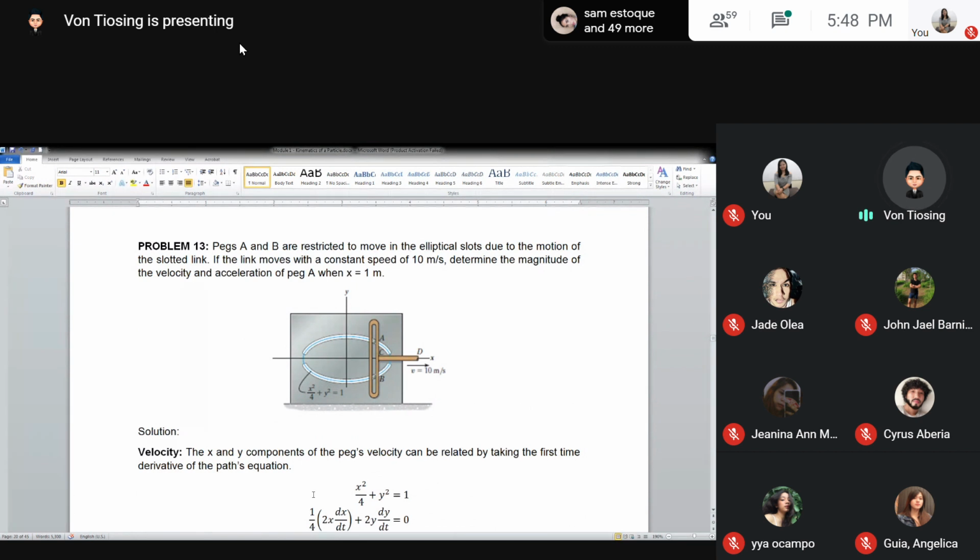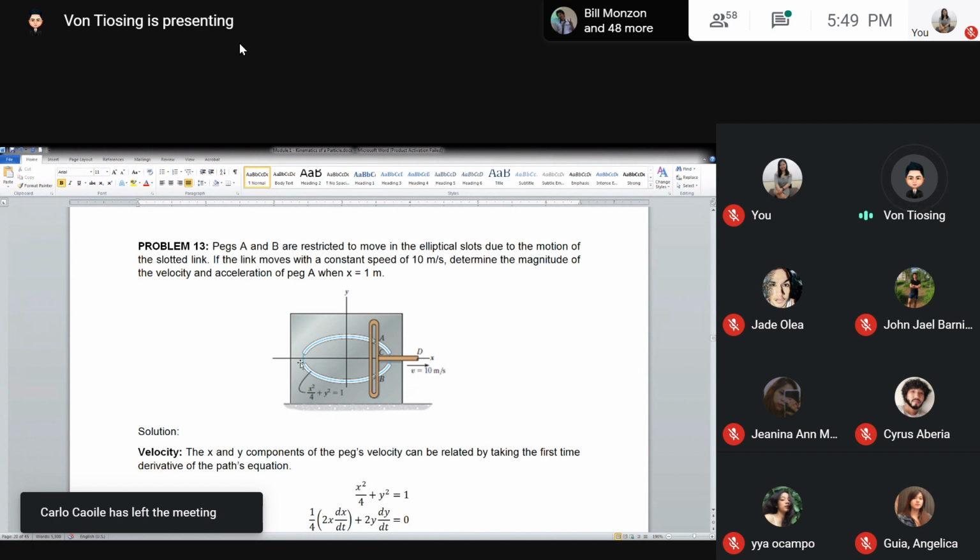Okay. Pegs A and B are restricted to move in the elliptical slots due to the motion of the slotted link. Okay, so kumbaga ito yun, no? Yung slot na to, no? Ang movement lang niya is by these elliptical slots, no? Kumbaga, pag hinatak mo to dito, okay, or maybe it just moves from here up to here. Syempre, dahil malaki yung distansya rito, baka mamaya babagal siya pag tinulak mo ron, or hinatak mo. Kung galing siya rito, syempre, maliit lang yung displacement. Pagdating dito, malaki yung tina-travel niya, so baka bumagal siya pagdating dito banda.